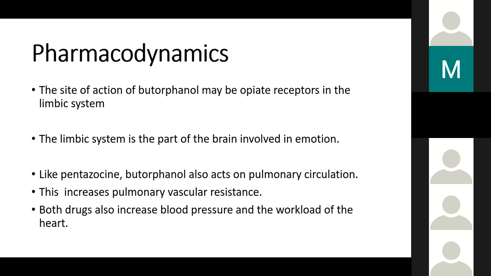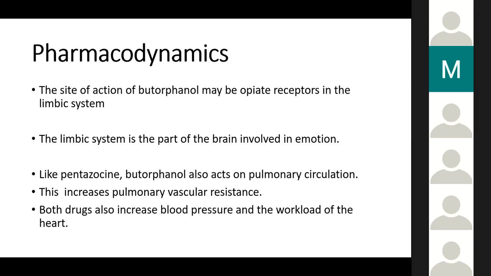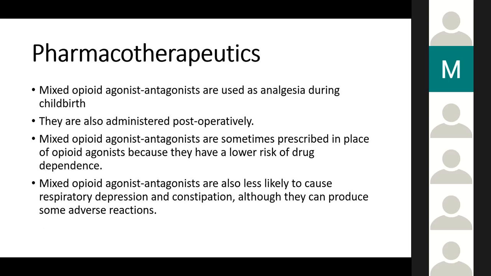The limbic system is what's involved in emotion. So it helps to regulate the awareness of pain in the patient. And this is also one of the ways by which it decreases the sensation of pain in the patient. And then some of them also act on the pulmonary circulation and increase pulmonary vascular resistance. And as a side effect, it can increase the blood pressure and the workload of the heart.